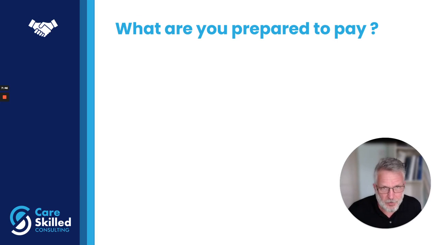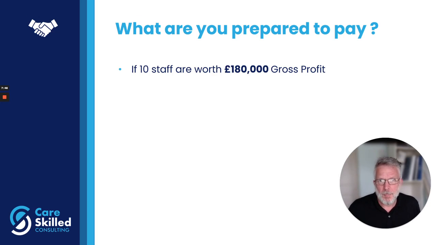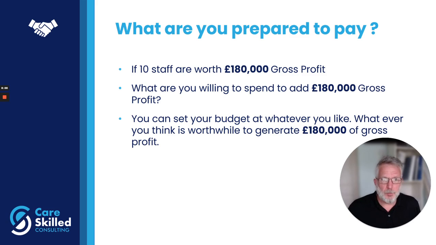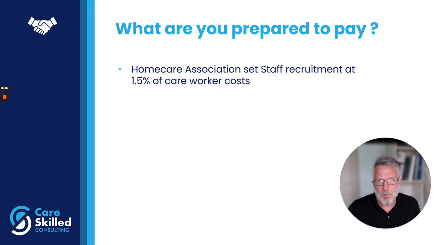We use £3,000 there in a figure, but what are you actually prepared to pay? If 10 staff are worth £180,000 gross profit over their lifetime, over the 3 years that we've chosen, what are you willing to spend to add 180,000 gross profit? Now you can set your budget at whatever you like, whatever you think is worthwhile to generate £180,000 of gross profit. Now the Home Care Association set staff recruitment in their budgeting model.